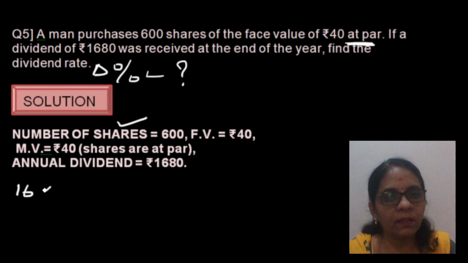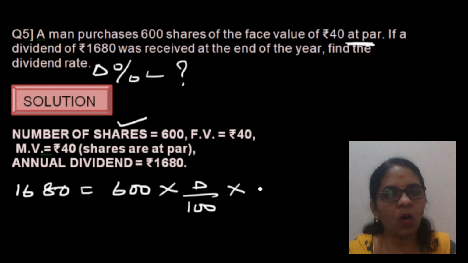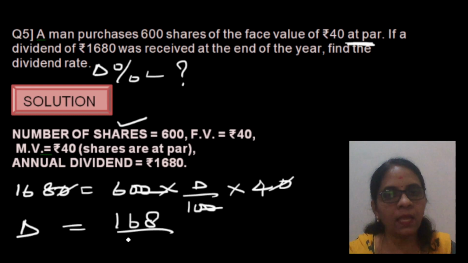So what is the formula for annual dividend? Annual dividend is equal to number of shares into D per share. D per share is D percent of FV. FV is 40 rupees. So 0 and 0 get cancelled. This 0 and this 0 get cancelled. D is equal to 168 by 6 into 4, which makes it 7%.